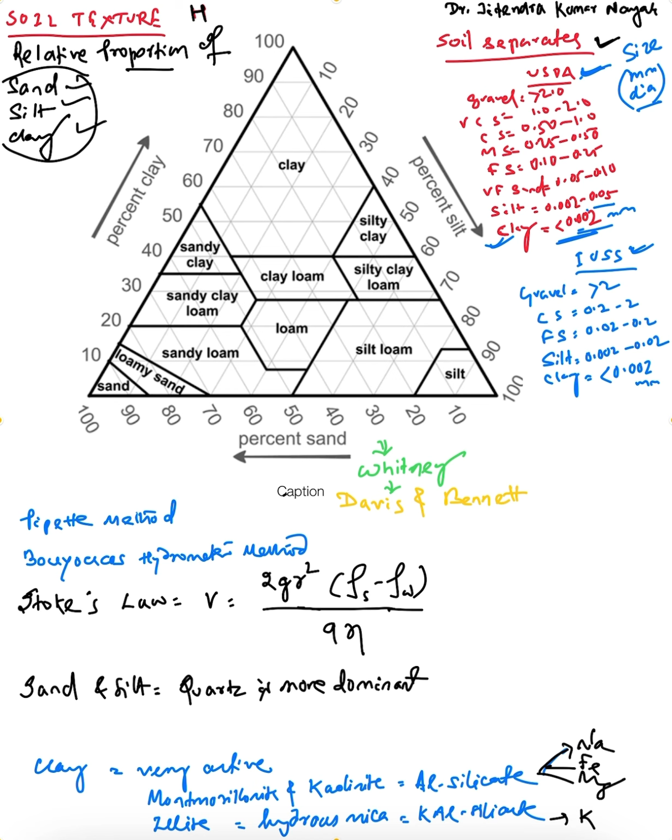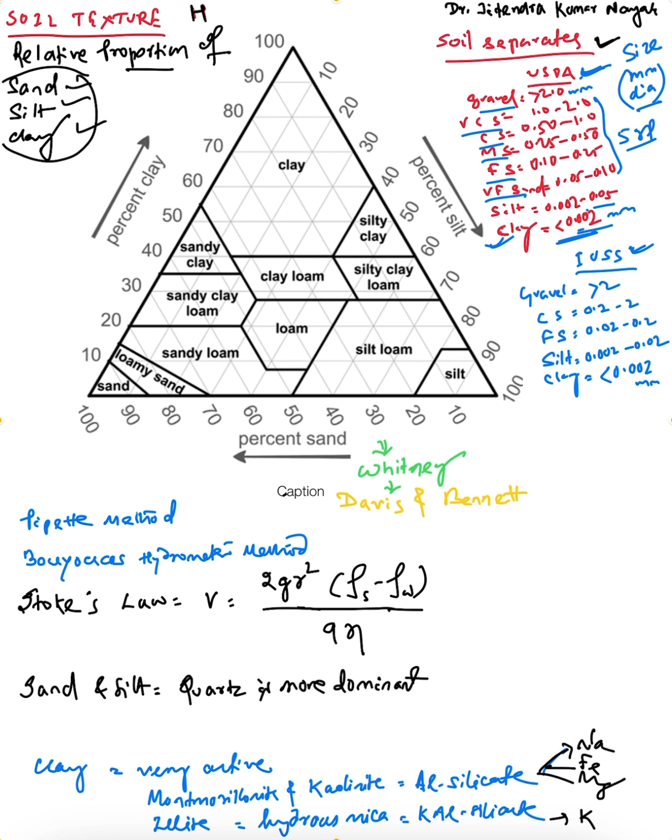According to USDA, the sand is classified into five groups: very fine sand, fine sand, medium sand, coarse sand, very coarse sand, and at last there will be gravel. Gravel will be more than 2 millimeter. If the particle size is more than 2 millimeter, then we call it gravel. This is very simple.